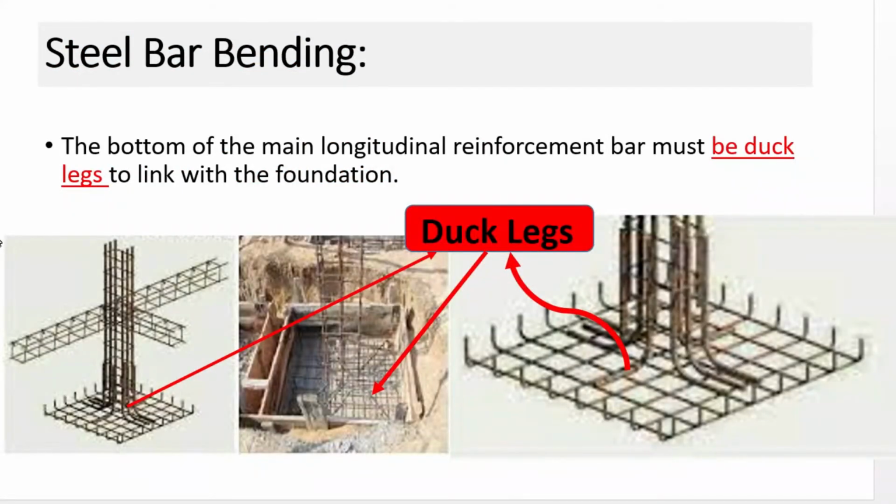The sixth one is the shape of the bar bendings in the column. Normally it is preferred that the bars are bent into dog leg shapes in order to have proper reinforcement and linkage with the steel bars of the foundation. So normally the dog leg shape is preferred in order to bend the steel.